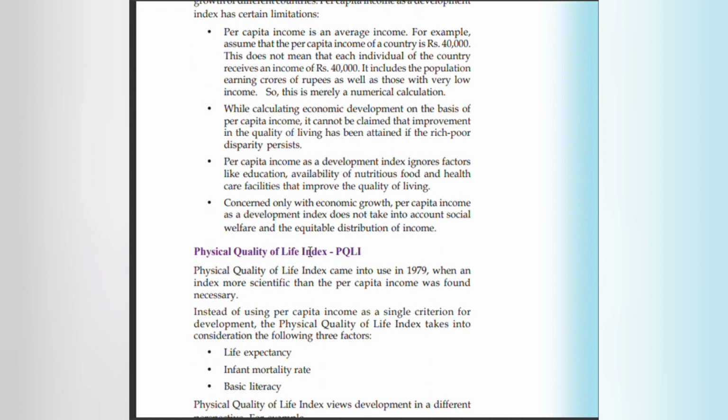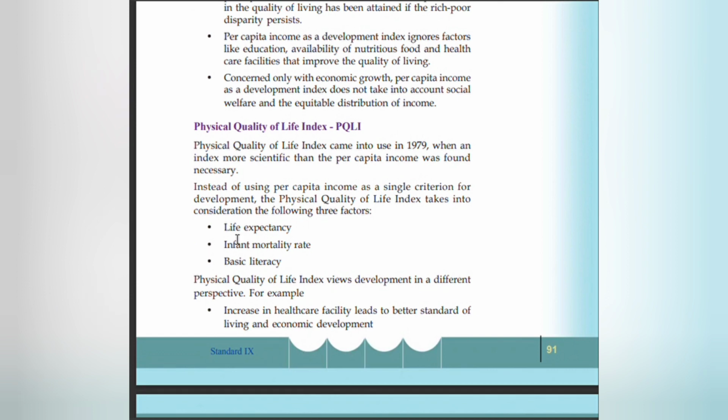Physical Quality of Life Index (PQLI). The Physical Quality of Life Index came into use in 1979 when an index more scientific than per capita income was found necessary. Instead of using per capita income as a single criterion for development, the Physical Quality of Life Index takes into consideration the following three factors: life expectancy, infant mortality rate, and basic literacy.